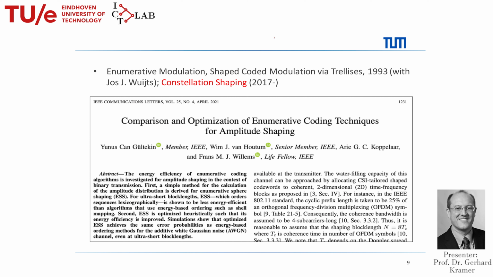So yes, it was much earlier than recently. There's a paper from 1993 I found with Jos on the topic where they show the trellises already. I think it was that paper, I'm not quite sure now, but to do shaped coded modulation, so shell mapping methods and also other methods via trellises. And he picked up on that more recently.